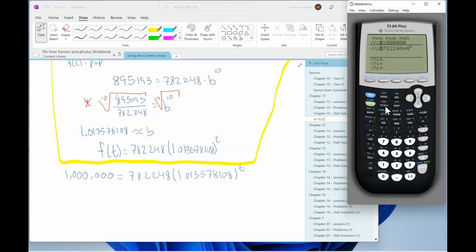Everybody feel okay with what I did there? So that's just a calculator trick to help get me a nicer answer without having to type a bunch of googly-gocks in. Okay, before I go anywhere though, I'm going to reset my window.